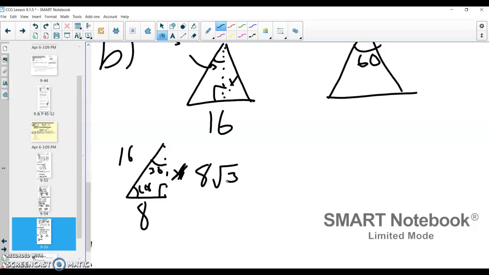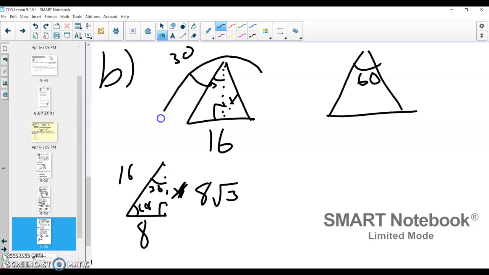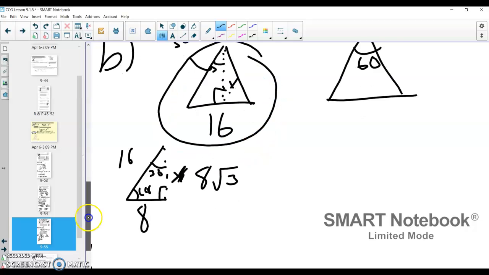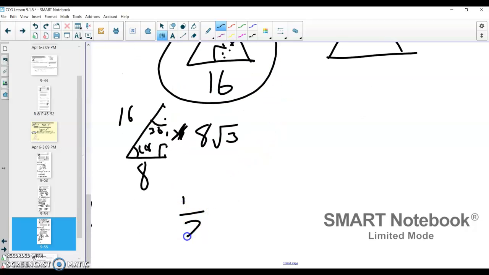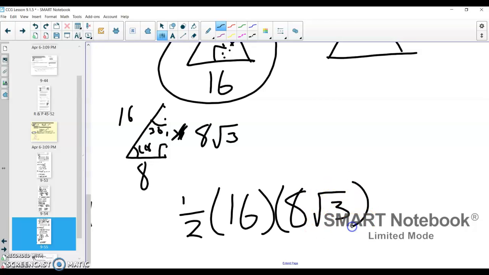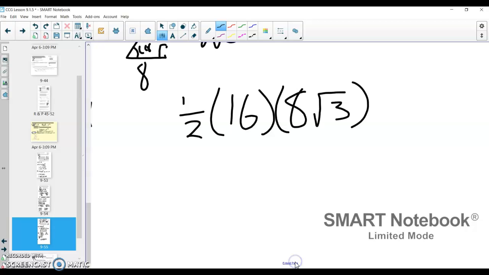All right, so then I actually have my height there, even though it's 8 square root of 3, that's the height of my triangle. And so if I want to find the area of this triangle right here, I now can. I can say it is 1/2 times 16, because that's the base, times 8 square root of 3, because that's my height.